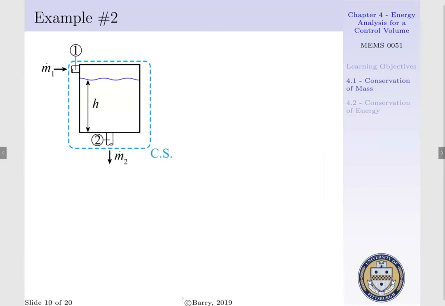If we draw our problem schematically, we have the following. We have water entering at inlet 1 into our tank, and water exiting at 2 through a pipe down below. Initially our height is 0, and as a function of time, our height is going to increase until it reaches a steady state value. We want to determine the variation of this height as a function of time.